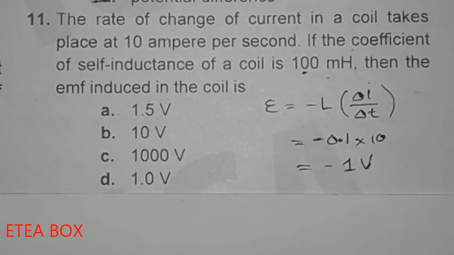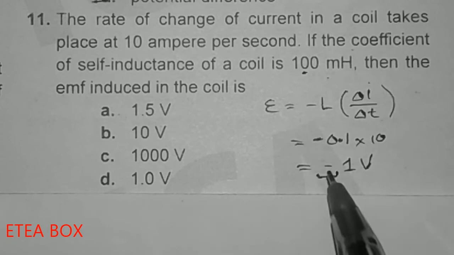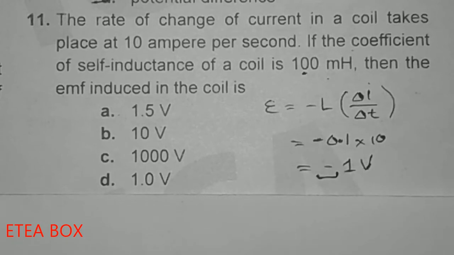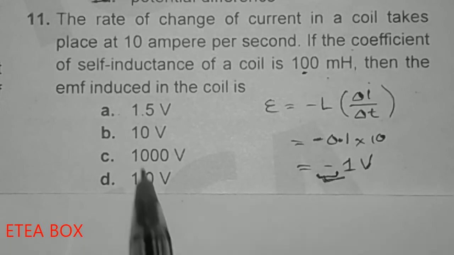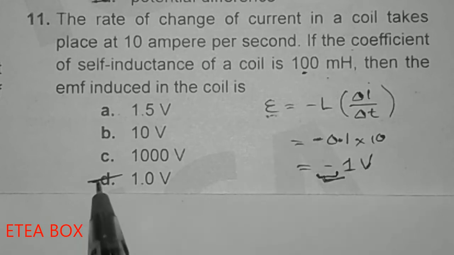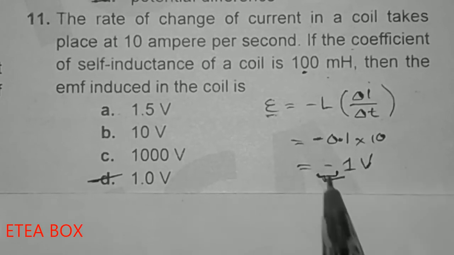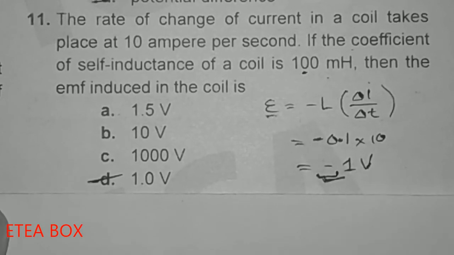Now this negative sign shows the direction, that the direction of both will be opposite, so we will just ignore this negative sign. And here the answer will be 1 volt. The magnitude of EMF will be 1 volt. Here this negative sign shows the direction, so you have to ignore this one.